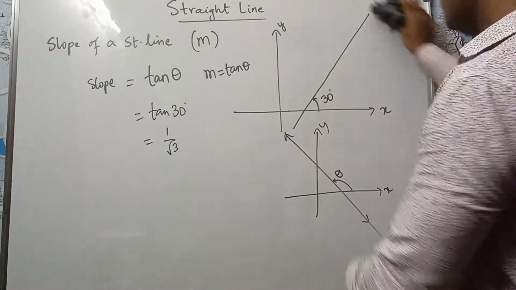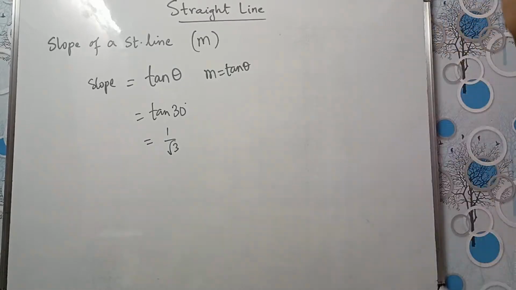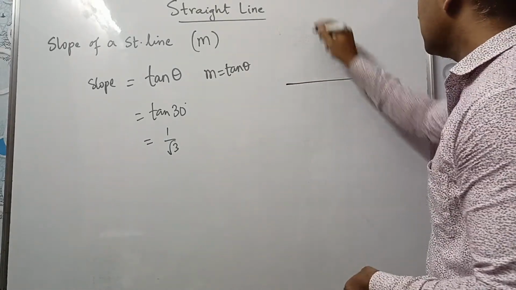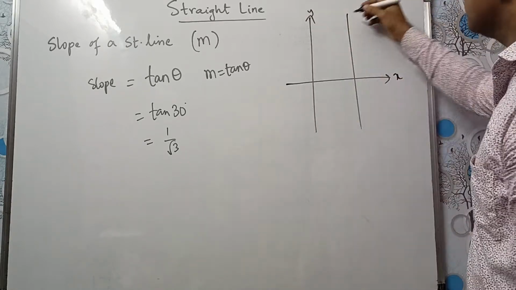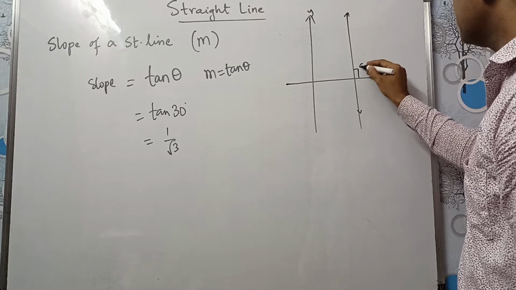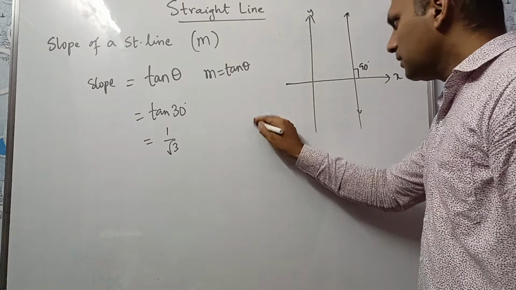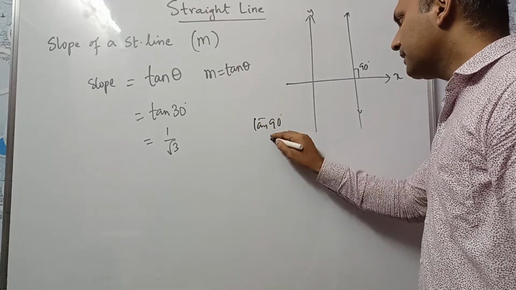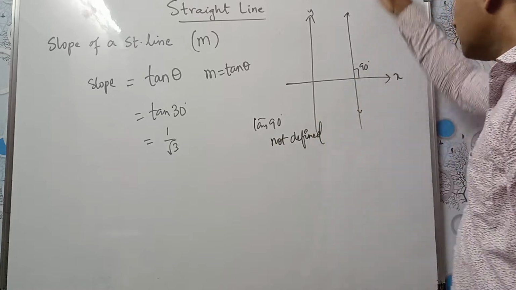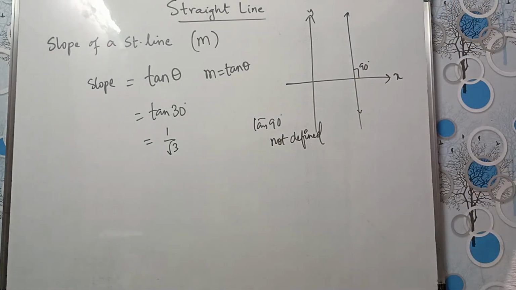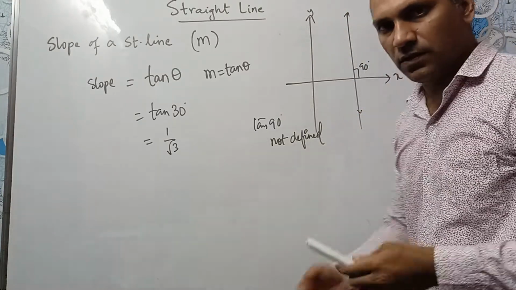What if we have a perpendicular line? Let us say this is our x-axis and this is our y-axis. What is the slope of this line? This is 90 degrees here. Tan 90 degrees will be the slope. Tan 90 degrees is not defined, so the slope of this line is not defined. Remember, slope of a vertical line is not defined. We cannot find the slope.